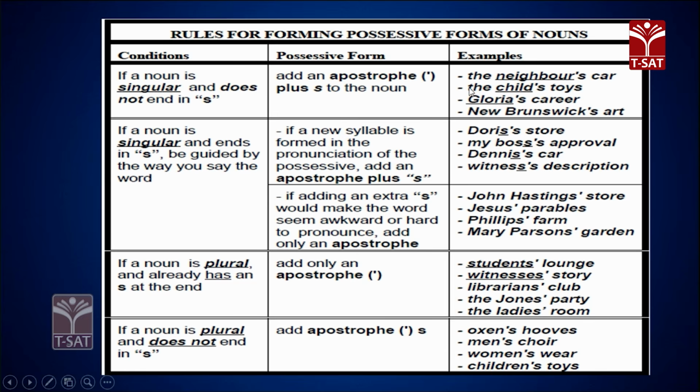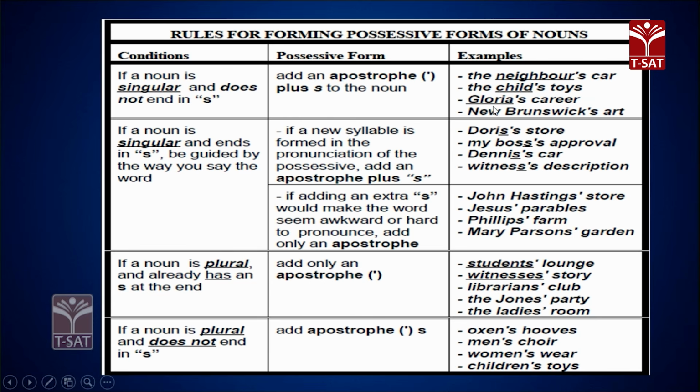See the example here. The neighbor is a root word. Now we have put an apostrophe here and added s. So it is going to be changed to the neighbor's car, right? It indicates that the car belongs to the neighbor, the neighbor's car.